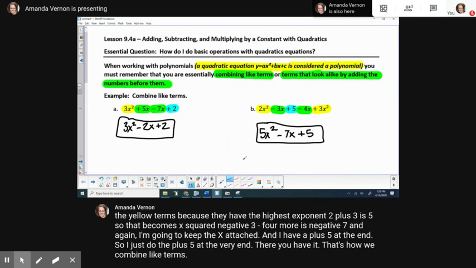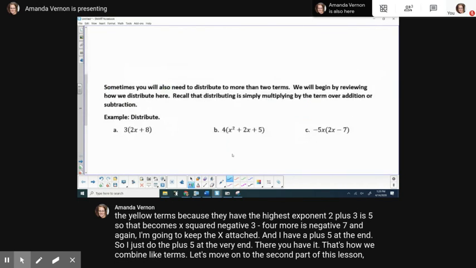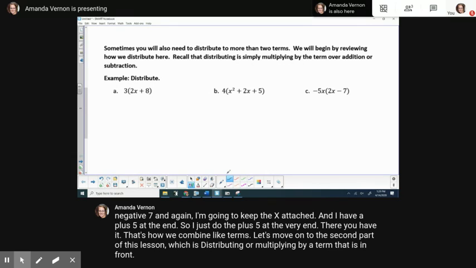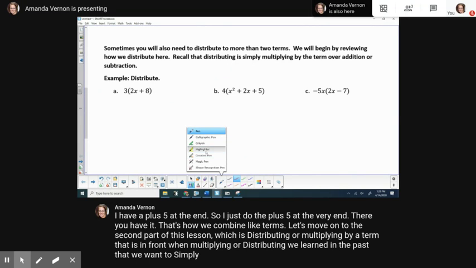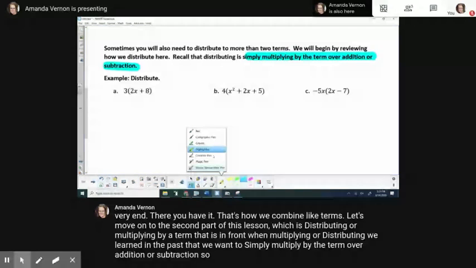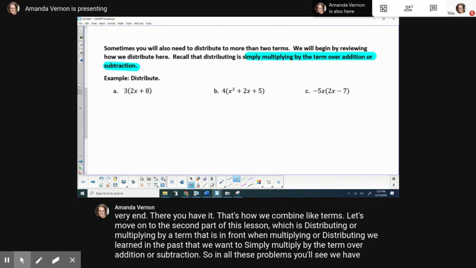Let's move on to the second part of this lesson, which is distributing or multiplying by a term that is in front. When multiplying or distributing, we learned in the past that we want to simply multiply by the term over addition or subtraction. So in all these problems, you'll see we have addition and subtraction.